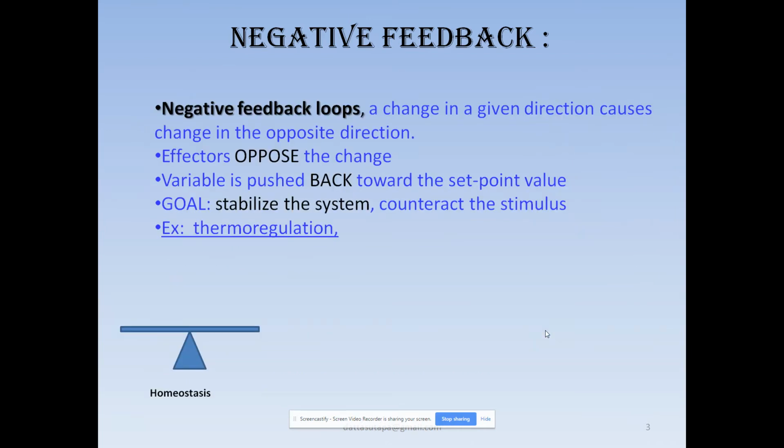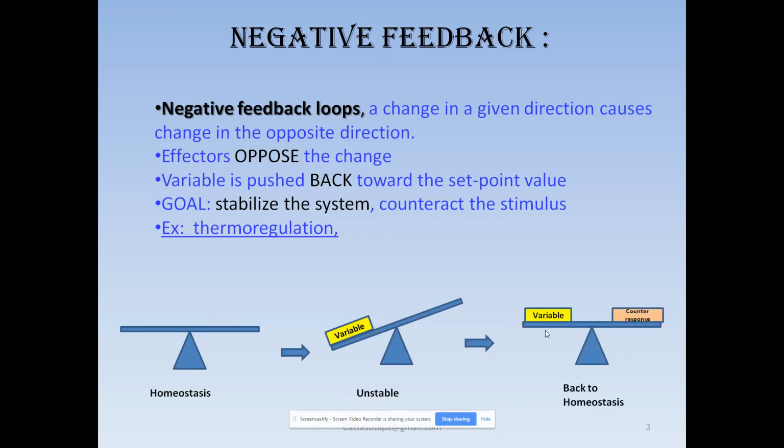In the case of a negative feedback loop, a change in a given direction causes a change in the opposite direction. That means the effectors oppose the change so that the variable is pushed back toward the set point value. The goal of negative feedback loops is to stabilize the system or to counteract the stimulus. An example is thermoregulation.